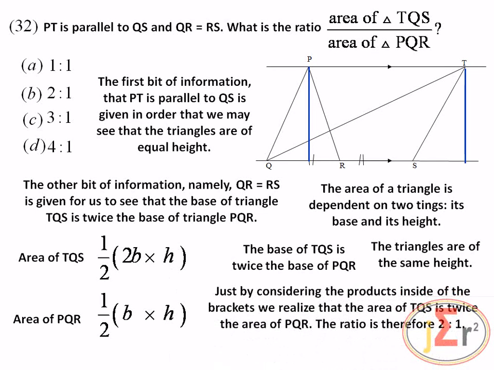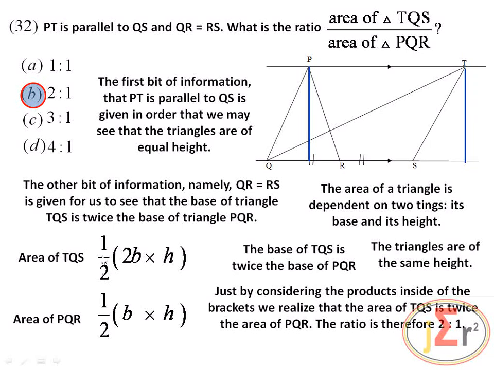Just by considering the products inside of the brackets, we realize that the area of TQS is twice the area of PQR. The ratio is therefore 2 to 1. And the correct answer is option B.